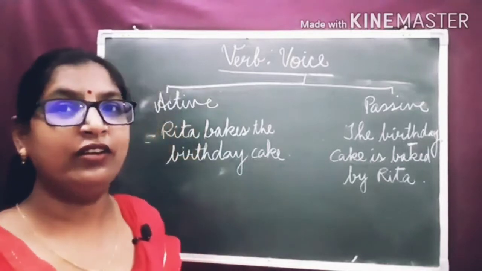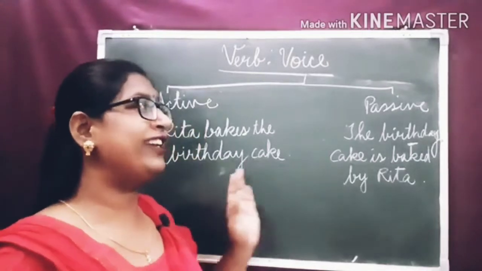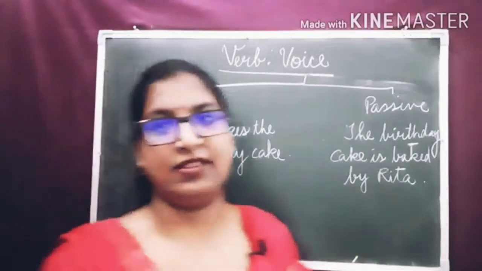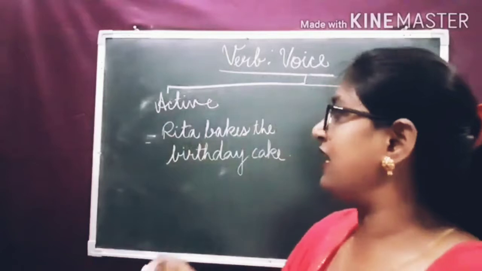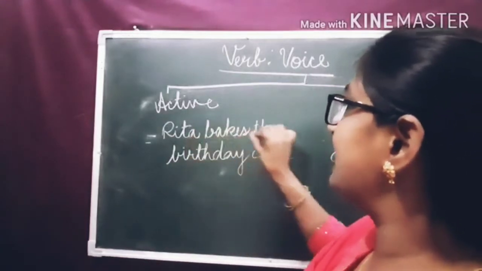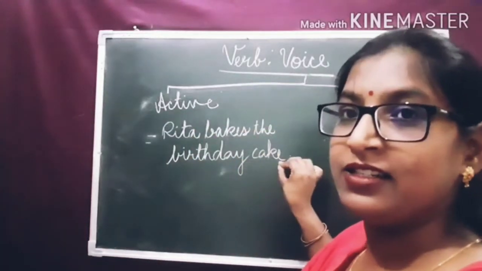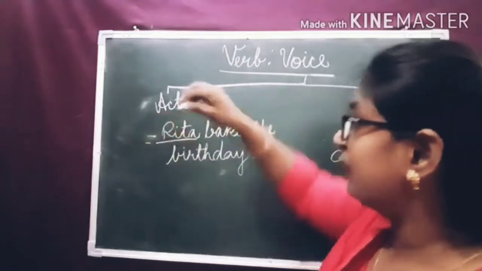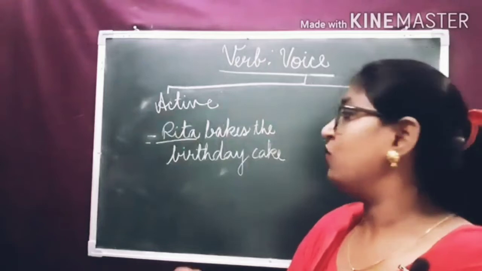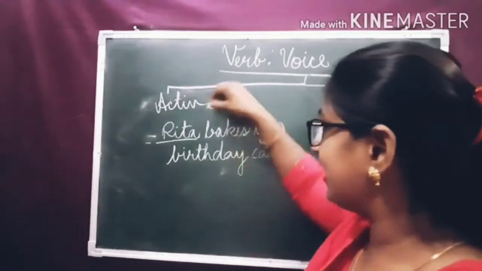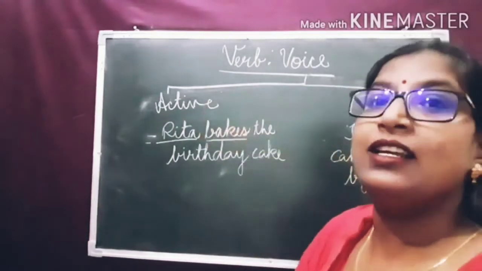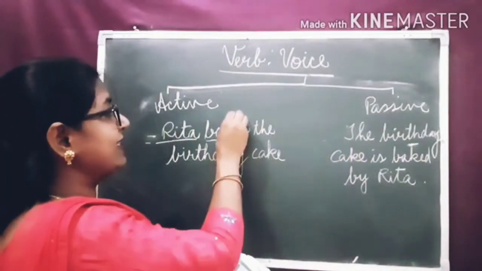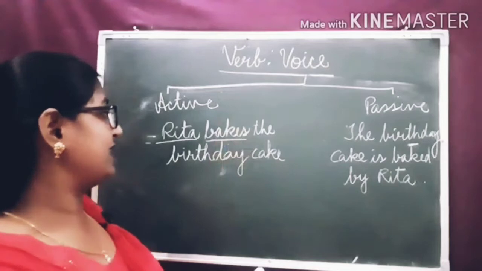Now dear children, let's see what is active voice and what is passive voice with the help of these examples. Let us see the first example. Rita bakes the birthday cake. What is the subject in this sentence? Rita is the subject. What is the verb? Bakes is the verb and that is in simple present tense.